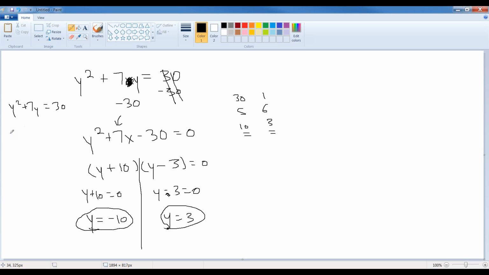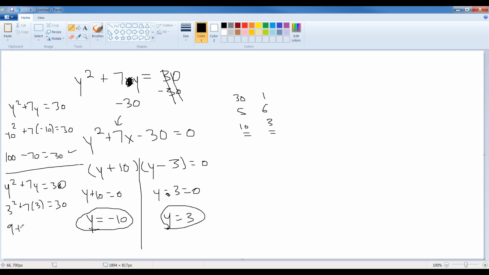Let's do negative 10 first. Negative 10 squared plus 7 times negative 10 equals 30. Negative 10 times negative 10 is positive 100. 7 times negative 10 is negative 70, equals 30, which of course is correct. And if we do it with 3, it will also work. Y squared plus 7y equals 30. So that's 3 squared plus 7 times 3 equals 30. 3 squared is 9 plus 7 times 3, which is 21, equals 30. And of course, that is correct as well.